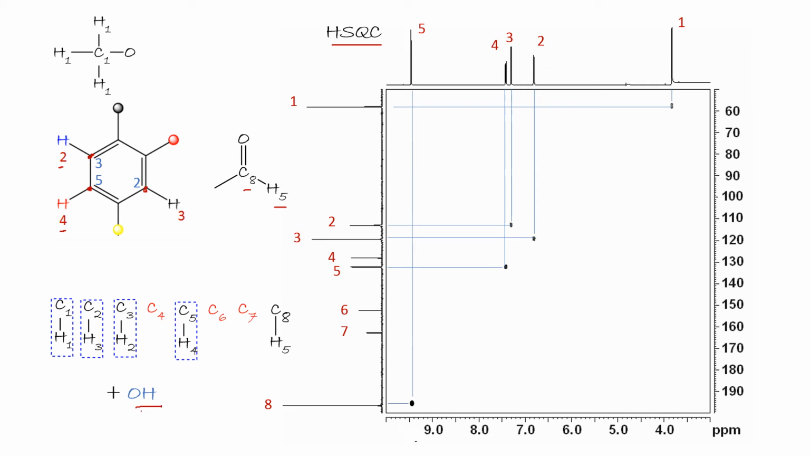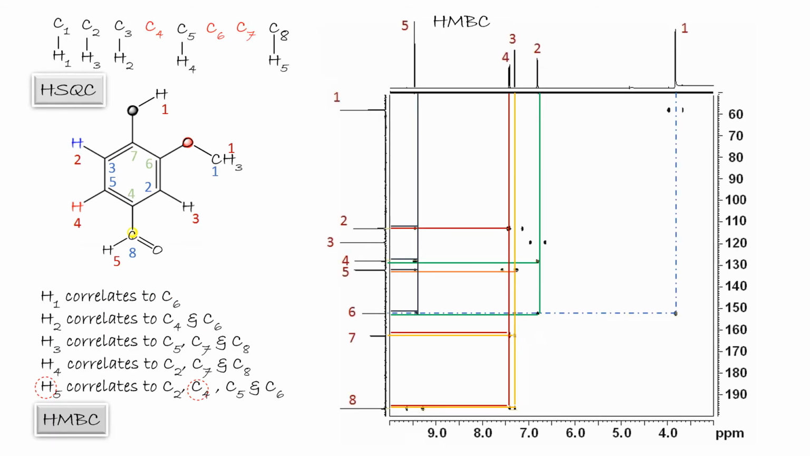And we have an OH and one C1 and H1. That's CH3O. So we just ensured that we have the same fragment, that's right, and we get the connection between carbon and hydrogen from HSQC. That's what we have from HSQC.